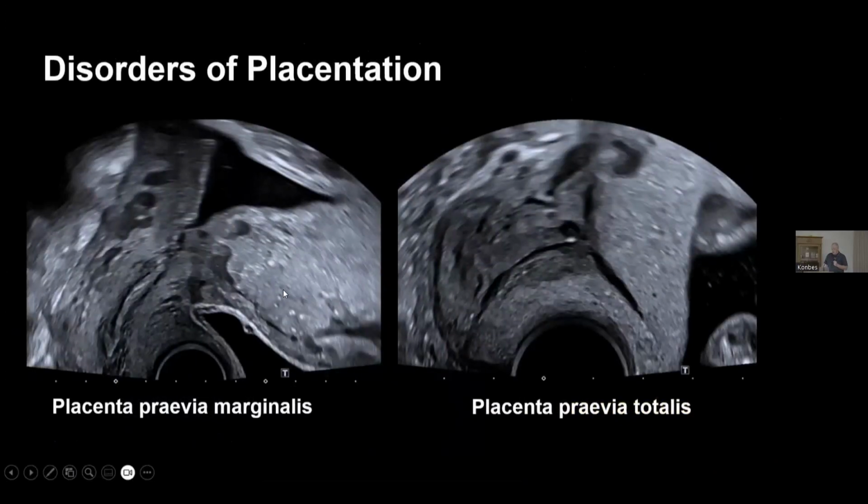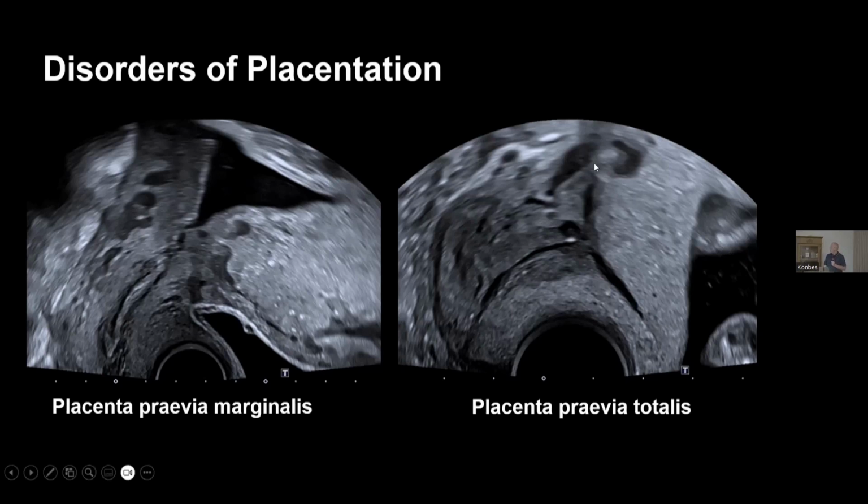On the other hand, we also look for low-lying placentas. That could be a reason for hemorrhage. We know this all, and we have this at 20 weeks. We have a good chance that the placenta is growing up because of the growing of the uterus.